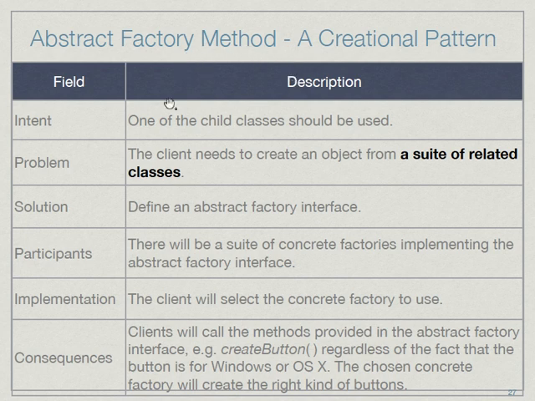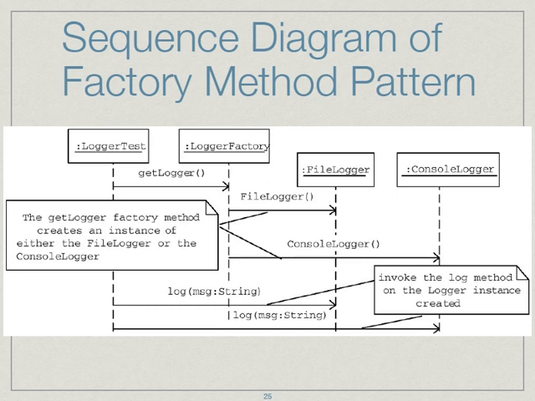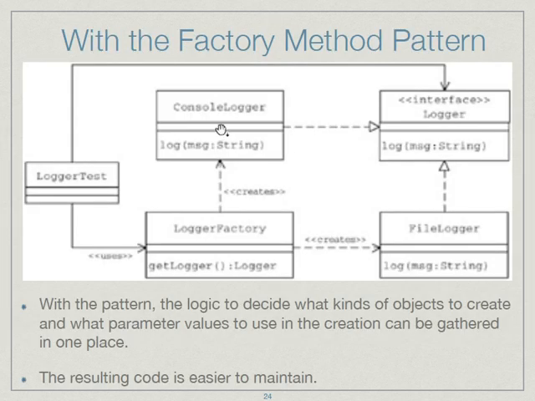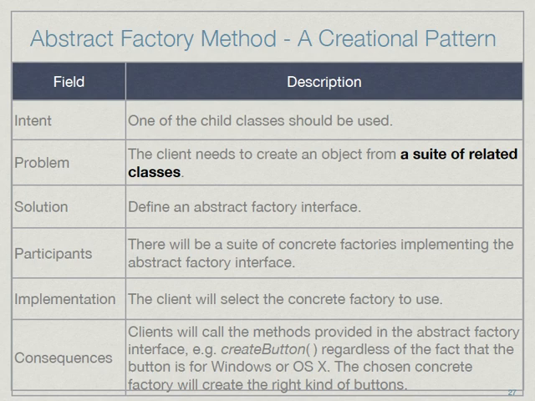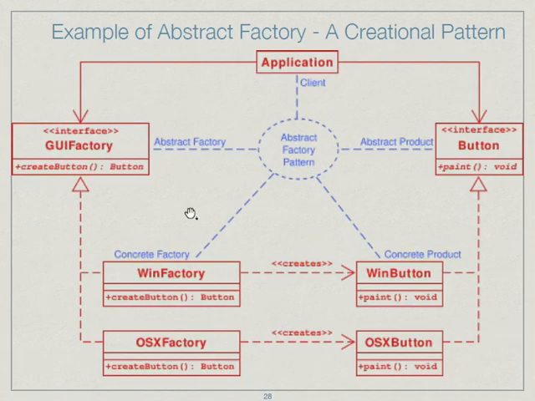Abstract factory method, you create another level above the factory method. So let's look at factory method again. The client method creates two concrete classes that implement that. But in the case of abstract factory, we have more. We have a lot more.